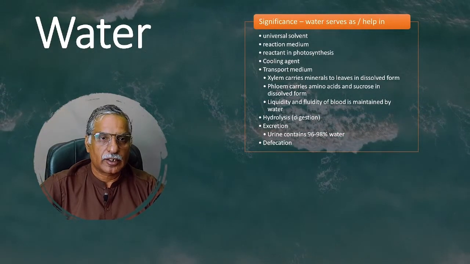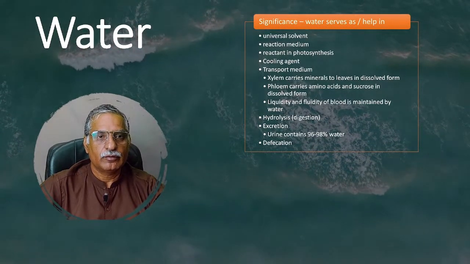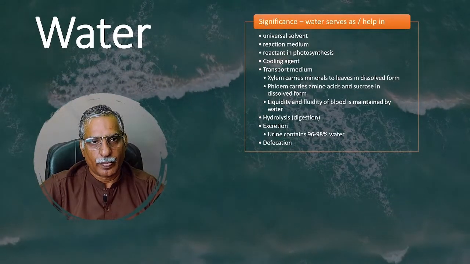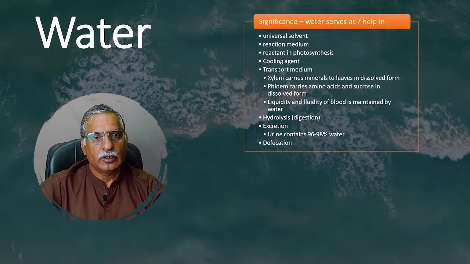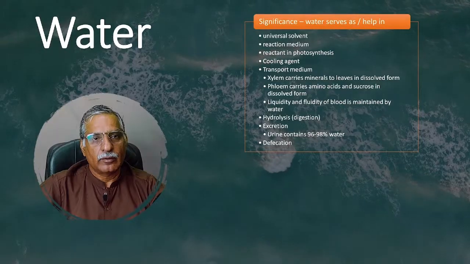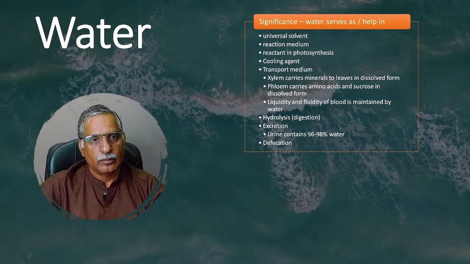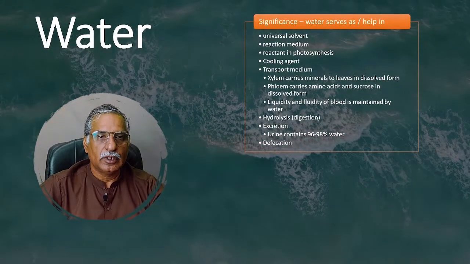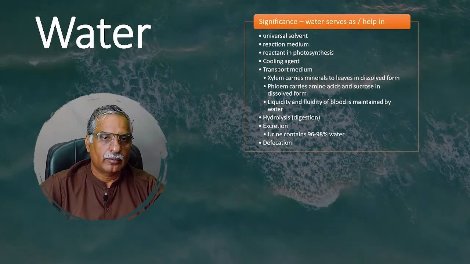Water is serving as a transport agent. Water that is rising up to the leaves from the roots also carries minerals in the dissolved form. Even the sugars and amino acids prepared in the leaves during photosynthesis are traveling in the whole plant body in the water soluble state. The blood that is running in our blood vessels carries these nutrients in the water soluble state from one part of the body to another part.